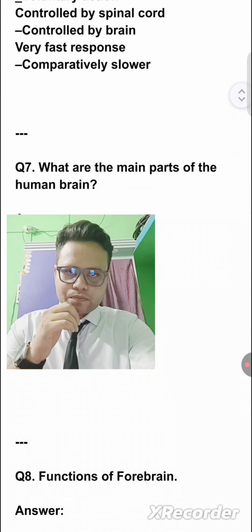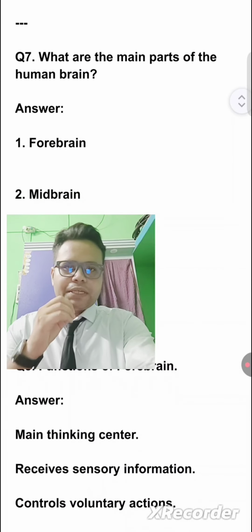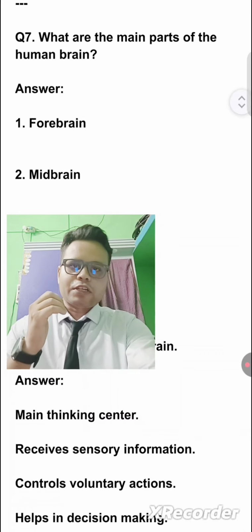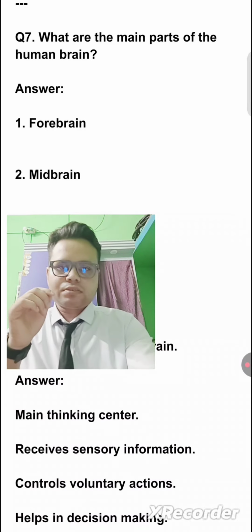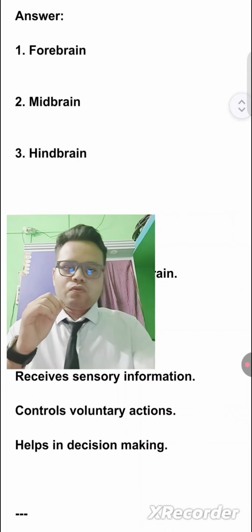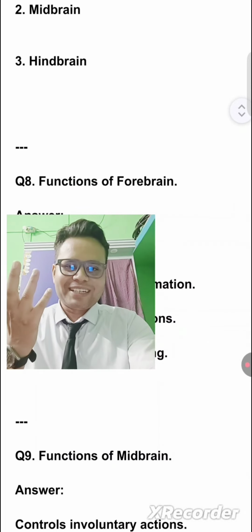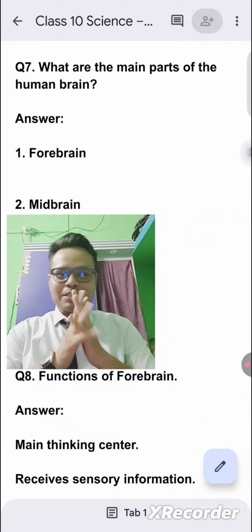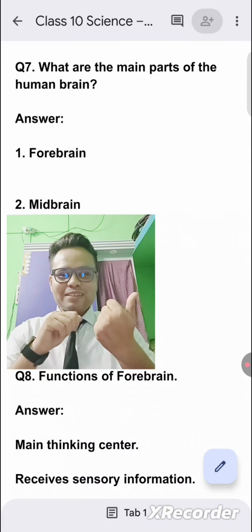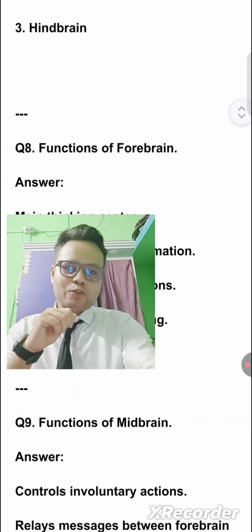Next, what are the main parts of the human brain? First, forebrain, second, midbrain, third, hindbrain, fourth, no brain. I'm just joking, okay. So these are the main parts of the human brain: forebrain, midbrain and hindbrain.